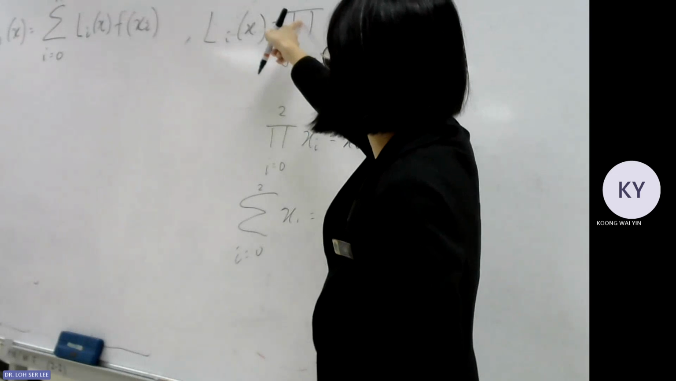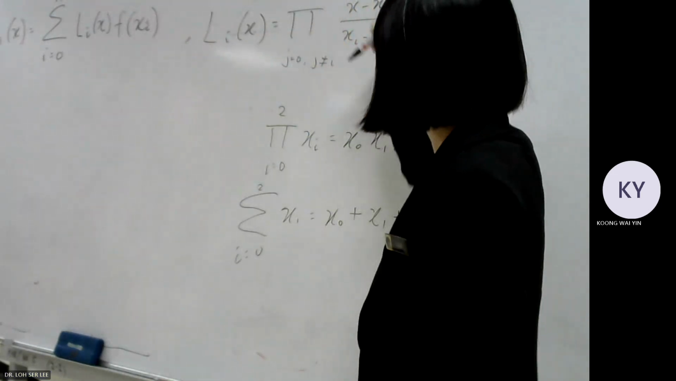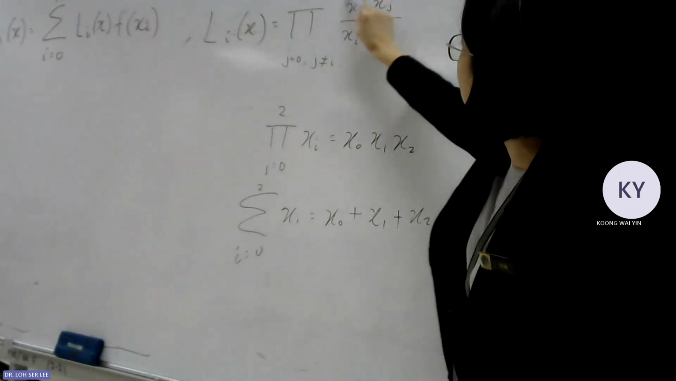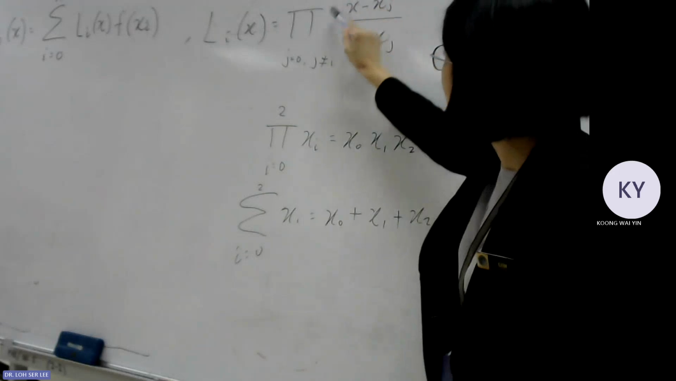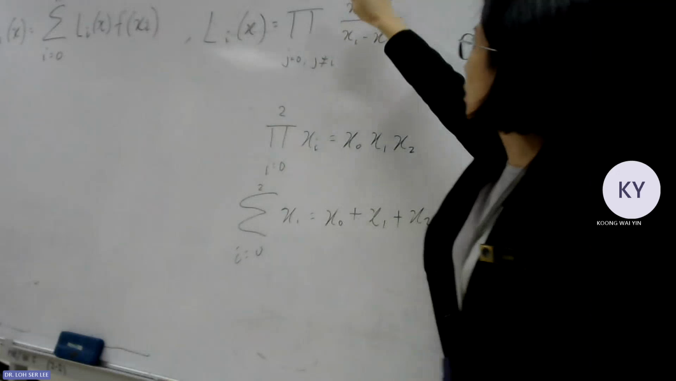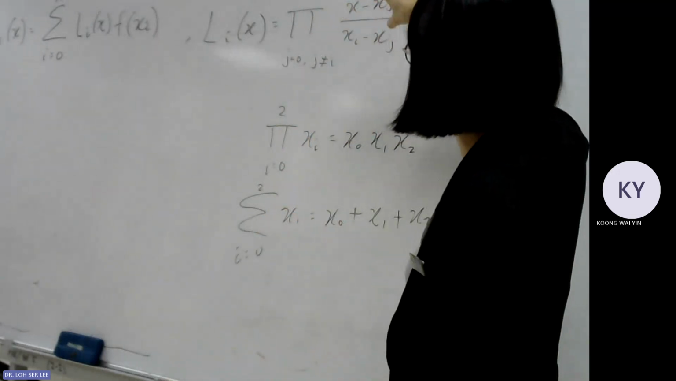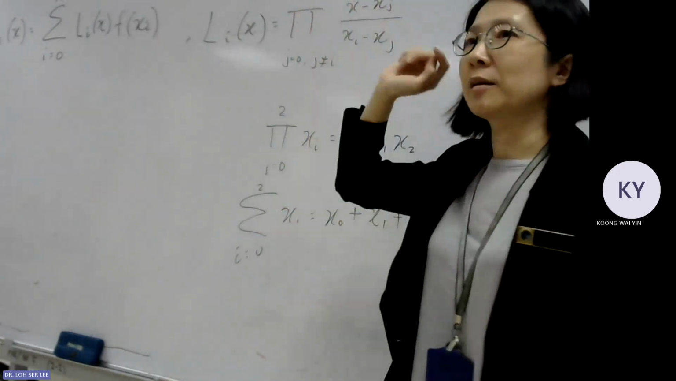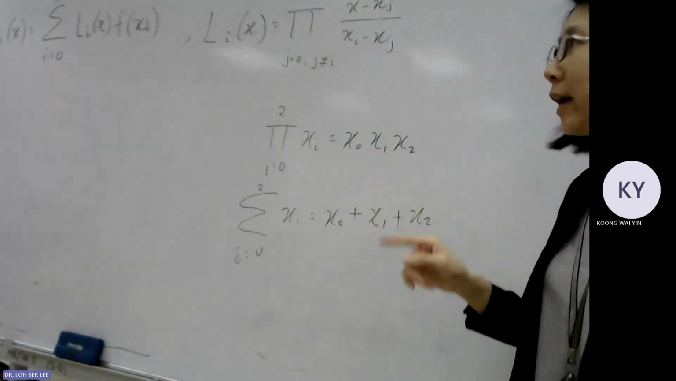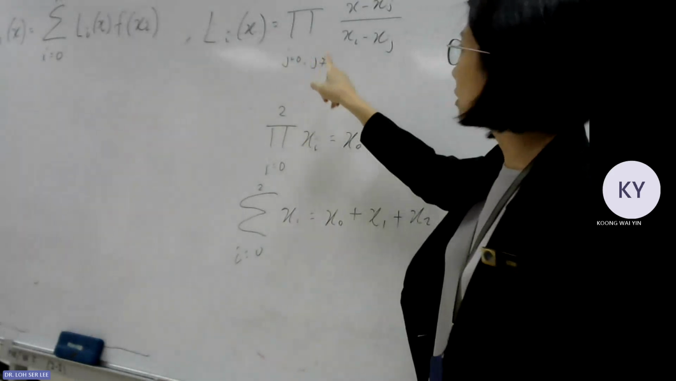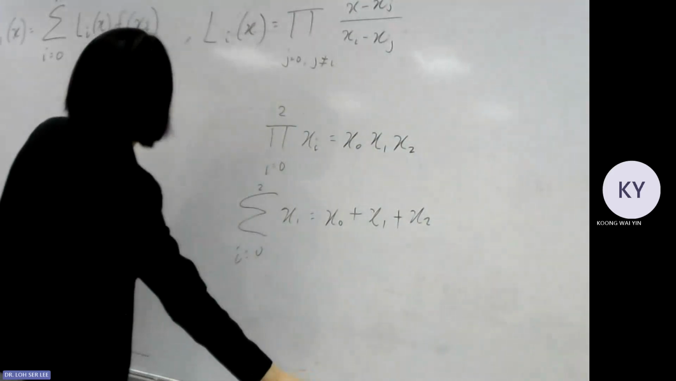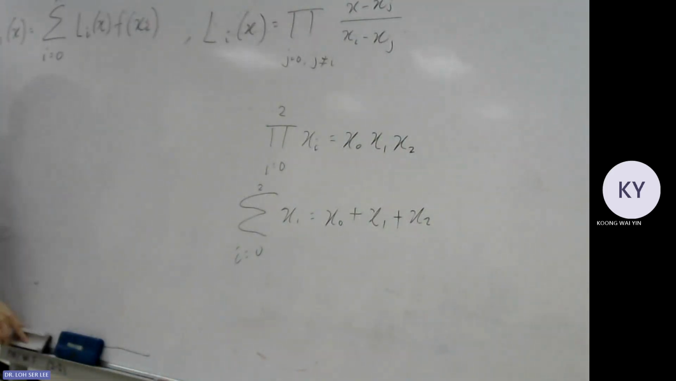So you see, this is a big pi. That means we have this one when j equals 0, and then multiply to the same thing when j equals 1, up to j equals n. So you have this one multiplied by the same thing n times, because j is not equal to i. This is for L_i. So I give you one example so that you can see clearly what it means by j is not equal to i.